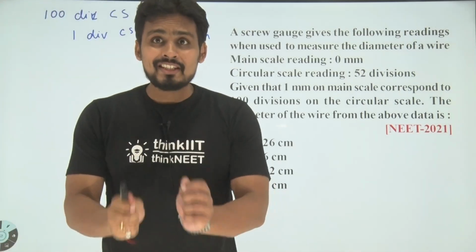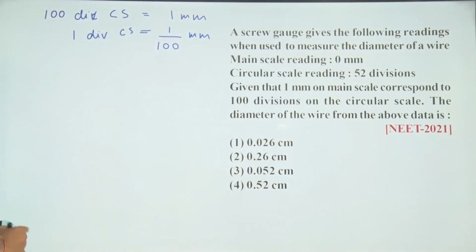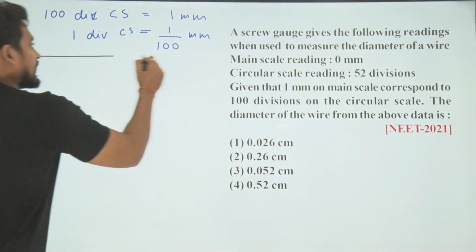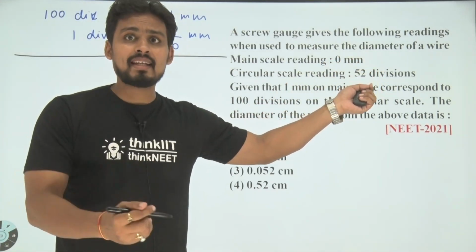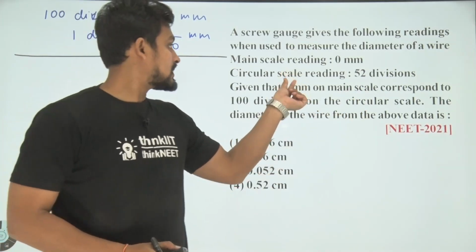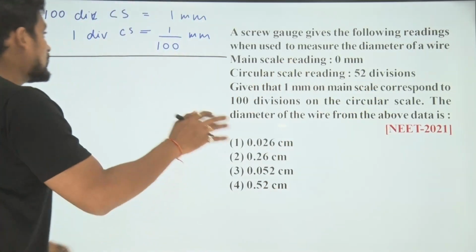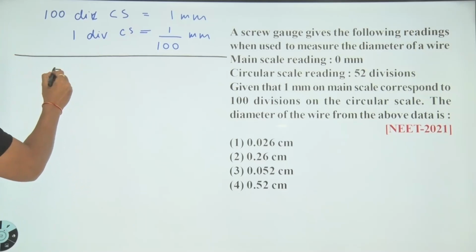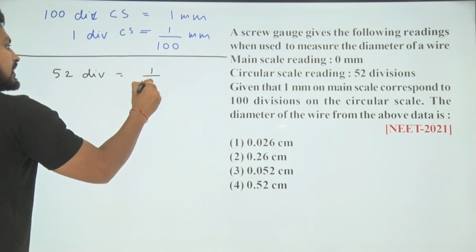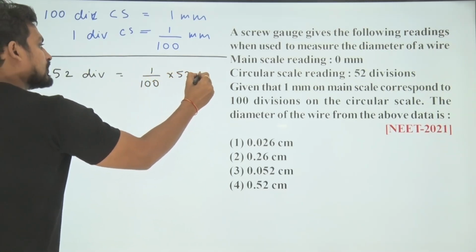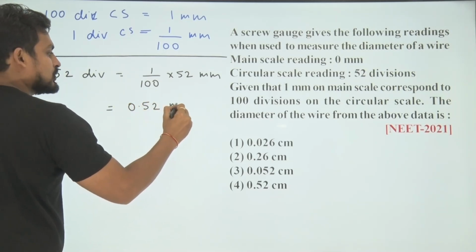Yes or no? Now once you have understood this, let us talk about the readings that are given to us. The main scale reading is given as 0 mm. So the only reading that we need to consider while calculating the exact measured value is the circular scale reading. The circular scale reading corresponds to 52 divisions. So 1 division corresponds to 1 by 100 mm. So we can write down that 52 divisions would correspond to 1 by 100 into 52 mm. So this is equal to 0.52 millimeter.